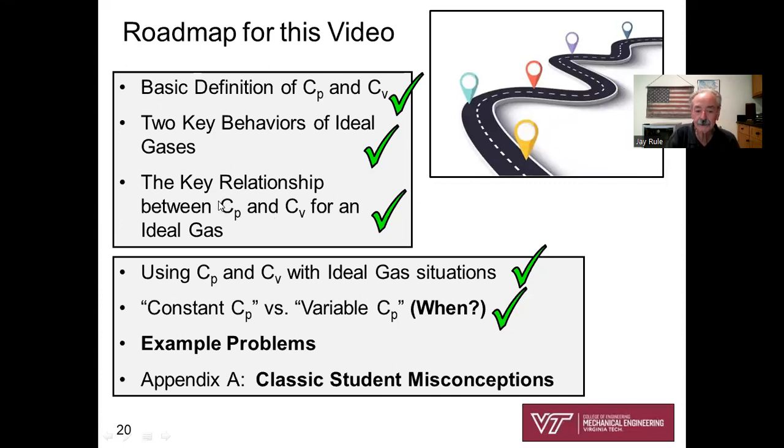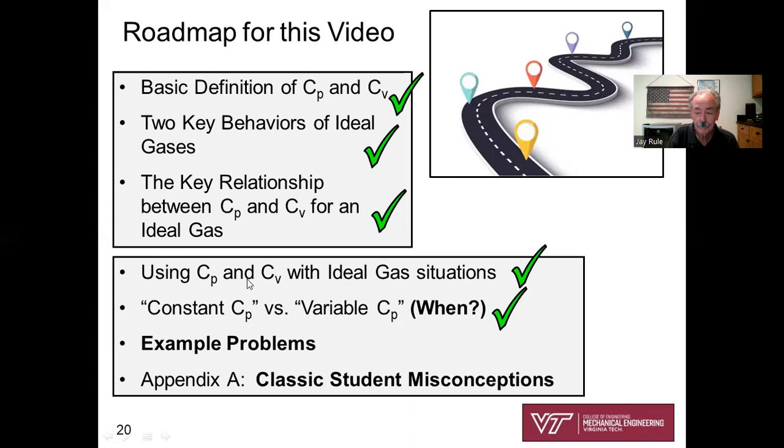Talked about the key relationship between CP and CV for an ideal gas. That was something to remember. CP minus CV always equals R. R is the gas constant for each ideal gas. CP minus CV is R.